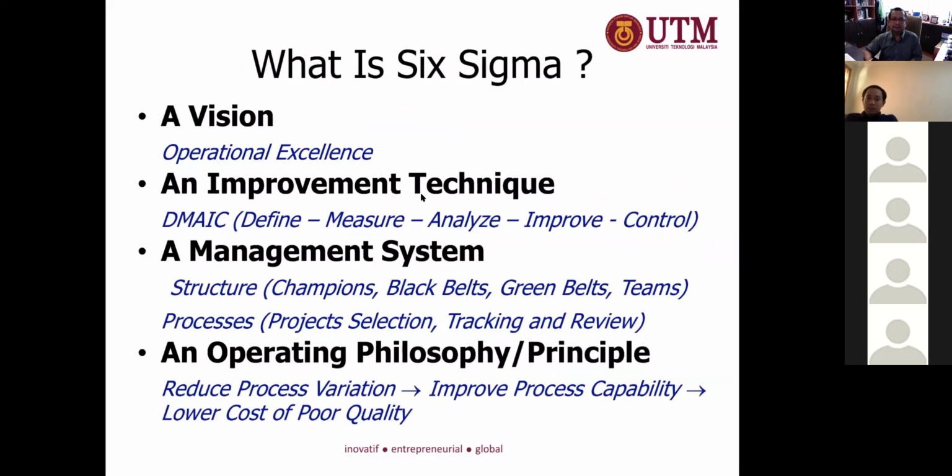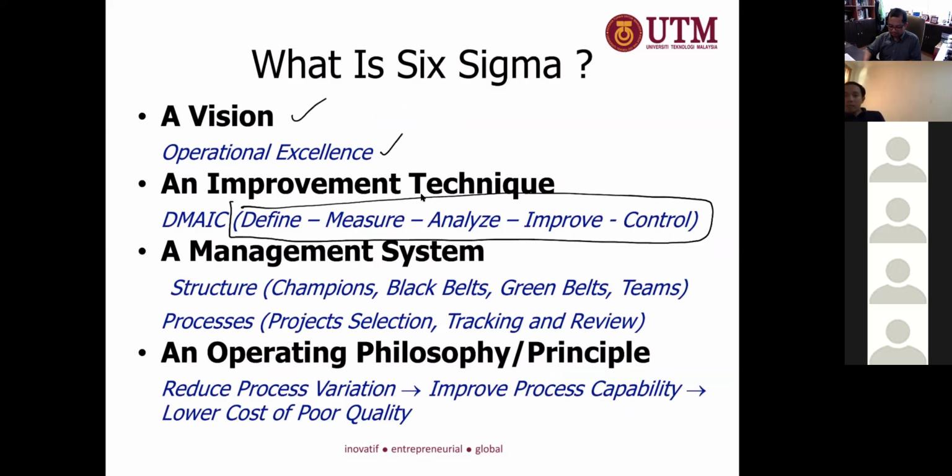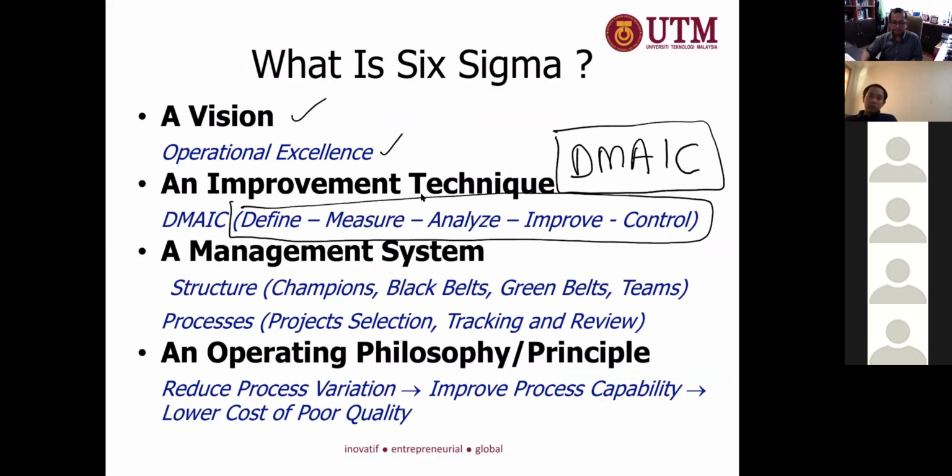In Six Sigma, it must come with a vision, of course. What is the vision of Six Sigma? It's operational excellence, but I want to emphasize this improvement technique, the DMAIC approach. This is the Lean Six Sigma approach. We call it DMAIC. I think some of you may be familiar with this. These are the steps, the process. We start with define, then we measure, we analyze, we improve, then we control.